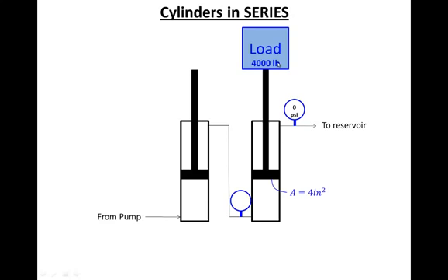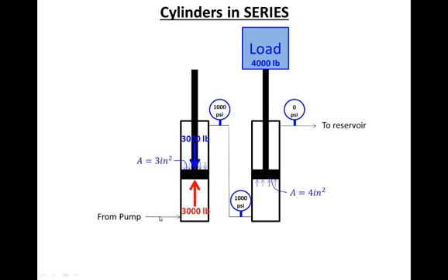If that area is 4 square inches, well, we will build 1,000 psi of pressure to overcome the 4,000 pound load. 1,000 pounds per square inch on 4 square inches would be able to overcome a 4,000 pound load. And if the pressure in this line is 1,000 psi, well, that would measure 1,000 psi up here as well, which means there's 1,000 pounds per square inch pushing on 3 square inches of area, resulting in 3,000 pounds of downward force on this piston.